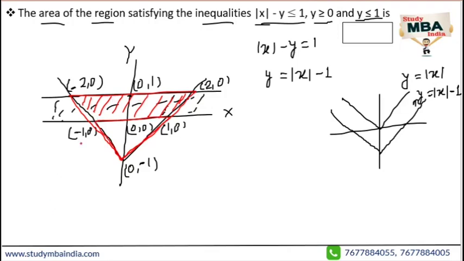Now to get the bigger triangle's area, it is half into base into perpendicular height. You can check the perpendicular distance from here to here, which is 0 to 1, so the height is 1. The base: this side is 1 and this side is 1, so that is 2. This is also 2. So that is 4.